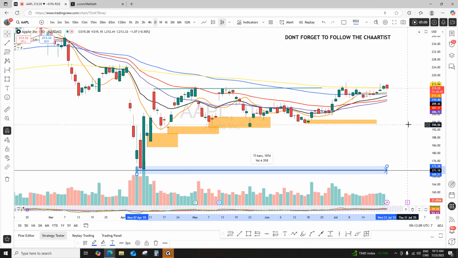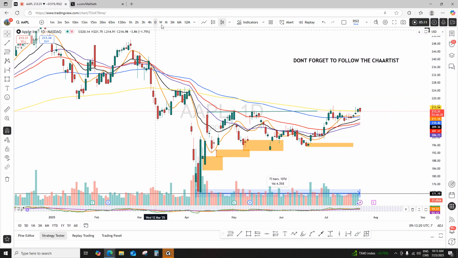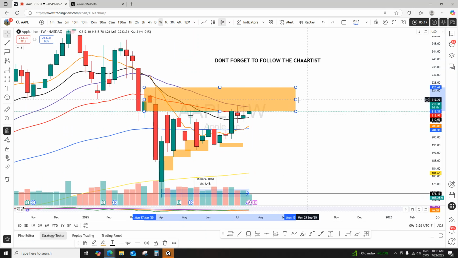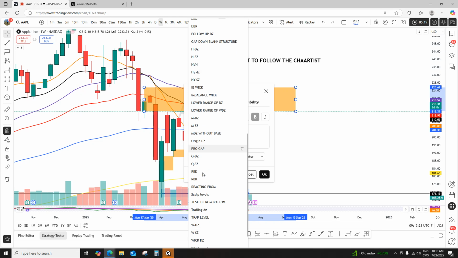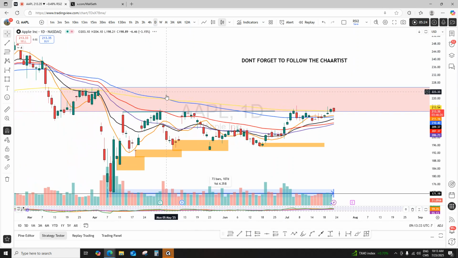In front of you, almost 3.5 months, right? And now it can go here and it can come down. It might stop, it might not stop. I'm not worried about it. All I'm saying is this supply zone is tested. Okay, this weekly supply zone is tested.